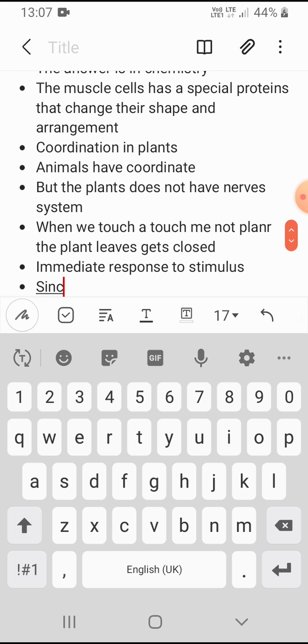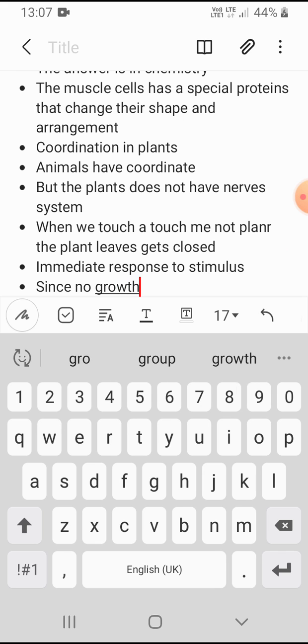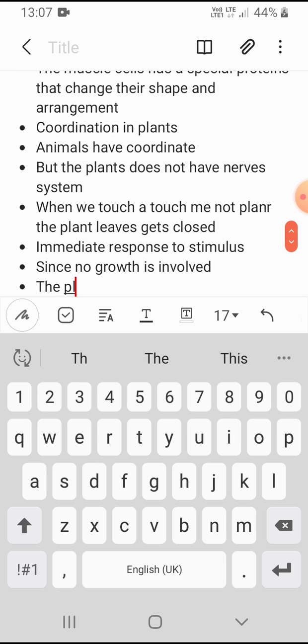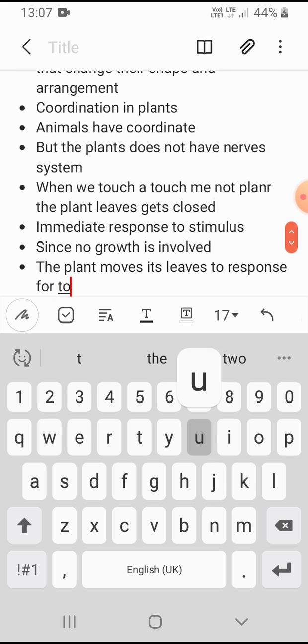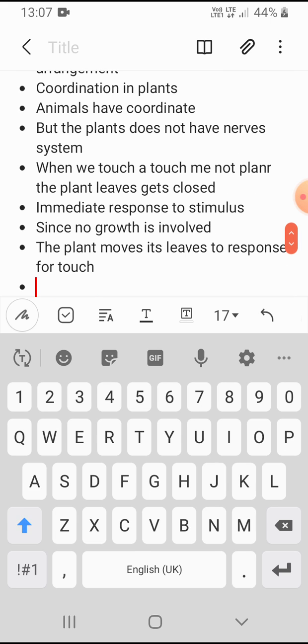Since no growth is involved, the plant moves its leaves in response to touch. Why is this, since there is no nervous tissue?